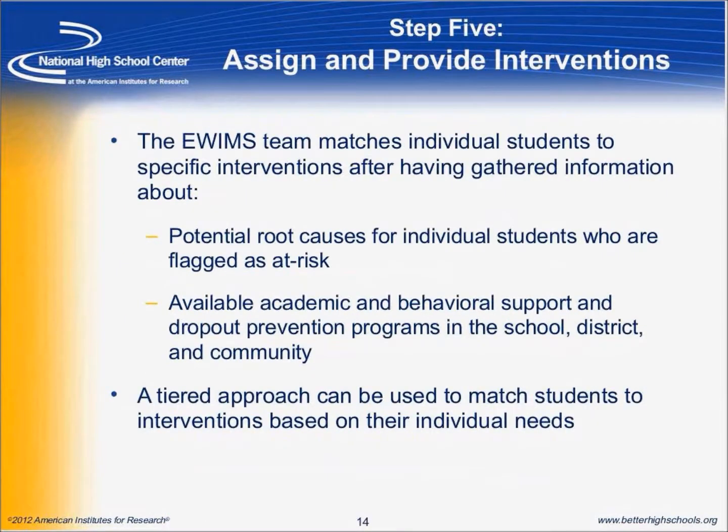So step 5 is assign and provide interventions. After identifying students who are at risk with some information and gathering some information about root causes for student risk, it's time to take action. And now this is the critical piece in this process. We do not need another system for flagging students who are at risk. The idea is this gives you a targeted audience to take action with, and that means providing students with supports and interventions. I want to emphasize this idea of supports and interventions.